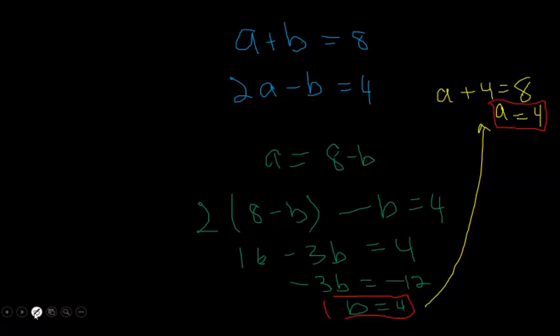Yeah, let me just write out how the answer would look. So this is the answer. After doing all this, it's good to write a final statement: a is 4, and you might put a comma, b is equal to 4. Everybody good, right?